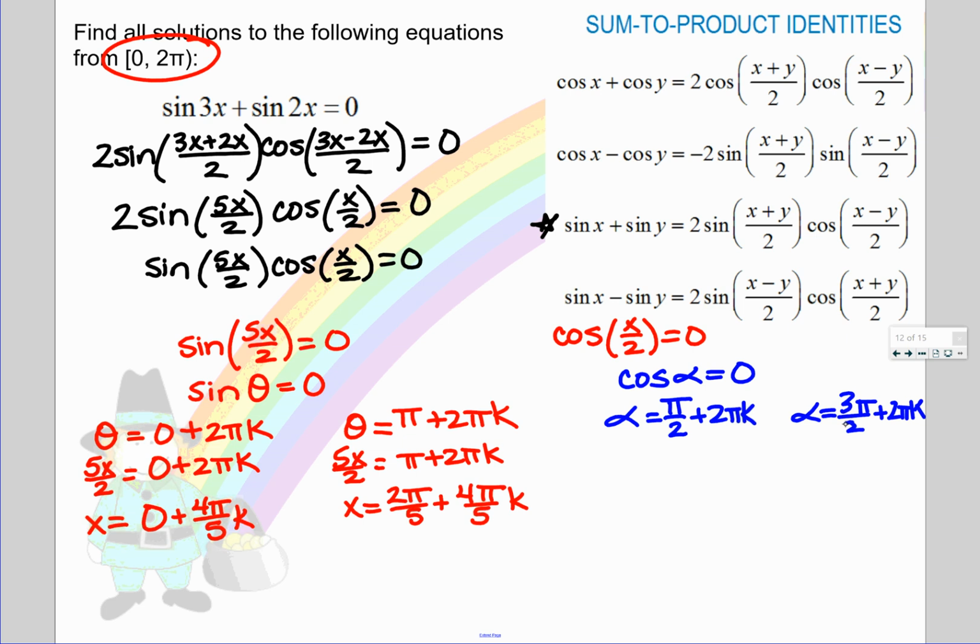All right, put the x over 2 back in. Pi over 2 plus 2 pi k. Ugh, it's glitching on me, guys. I might should go to the board and do this.